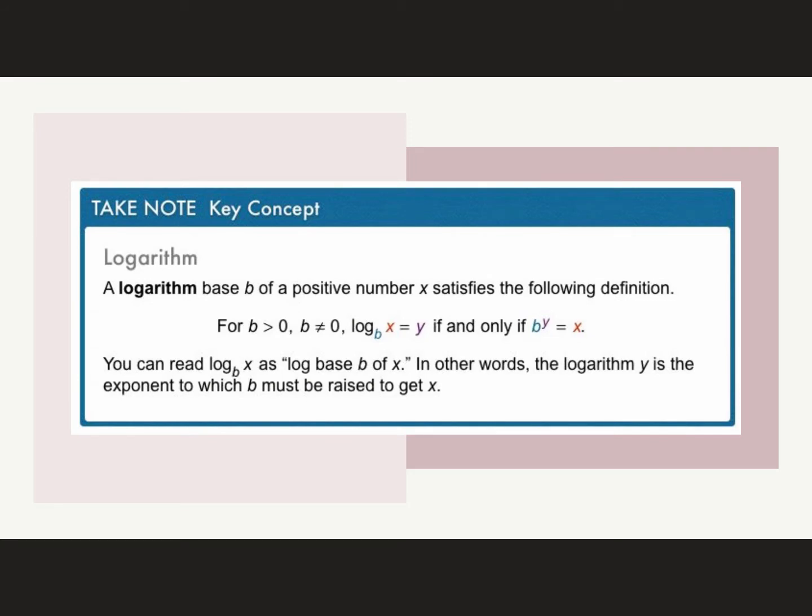So a logarithm base b of a positive number x satisfies the following definitions. So for when b is greater than 0 and b cannot be 1, we have log base b of x is equal to y if and only if b to the power of y is equal to x. So the first equation here is in logarithmic form. So that's log form. The second equation here is in exponential form.